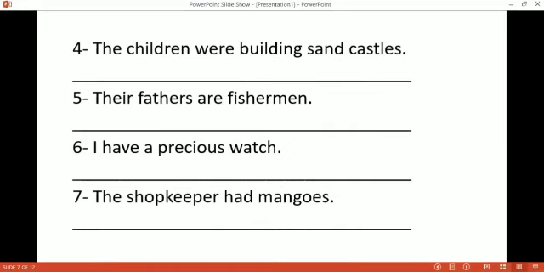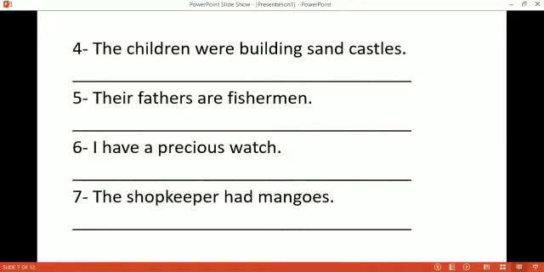Sentence number seven. The shopkeeper had mangoes. The shopkeeper had no mangoes. Which helping verb is here? Had. Yes, had is a helping verb in this sentence. So what will we do? We will put not after had. The shopkeeper had no mangoes.